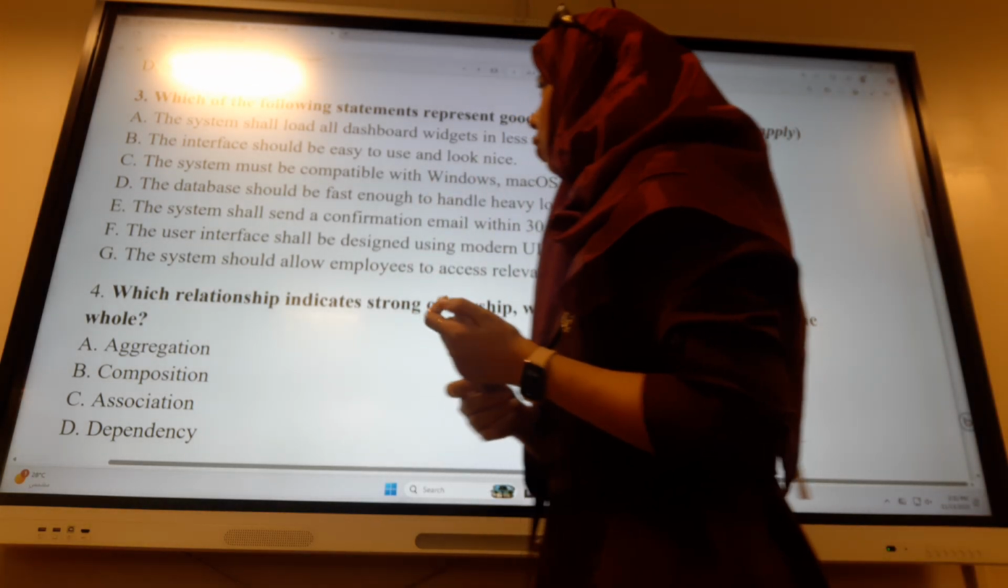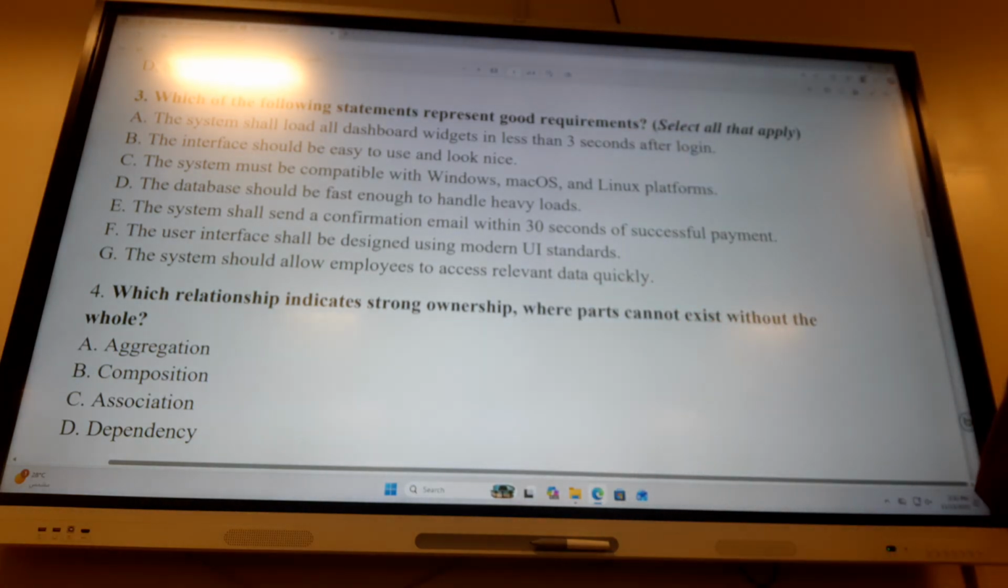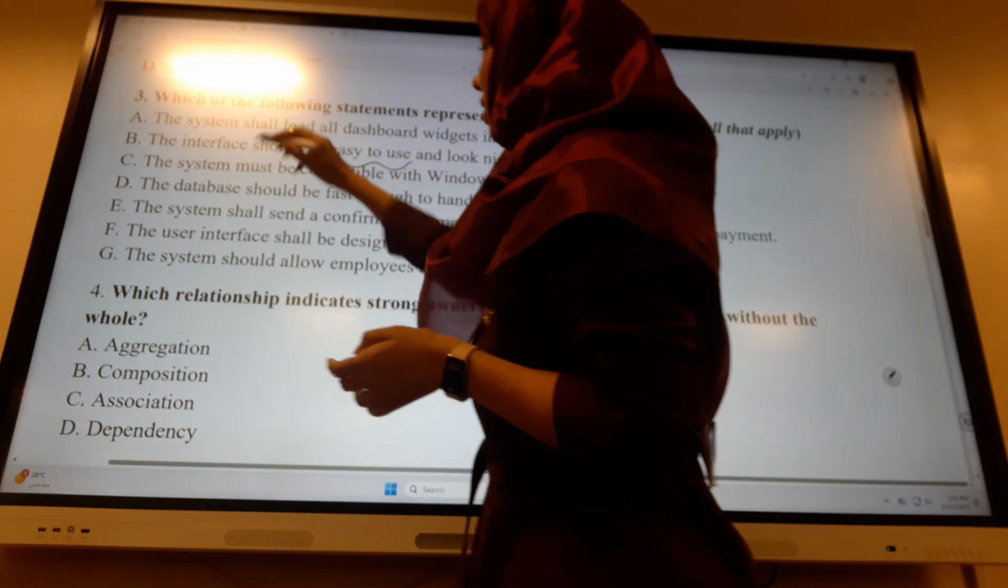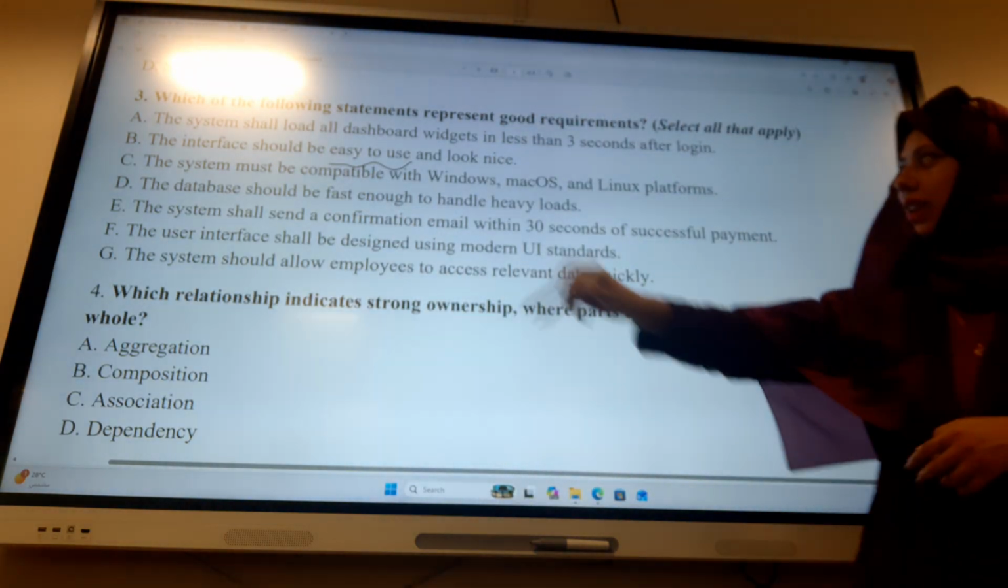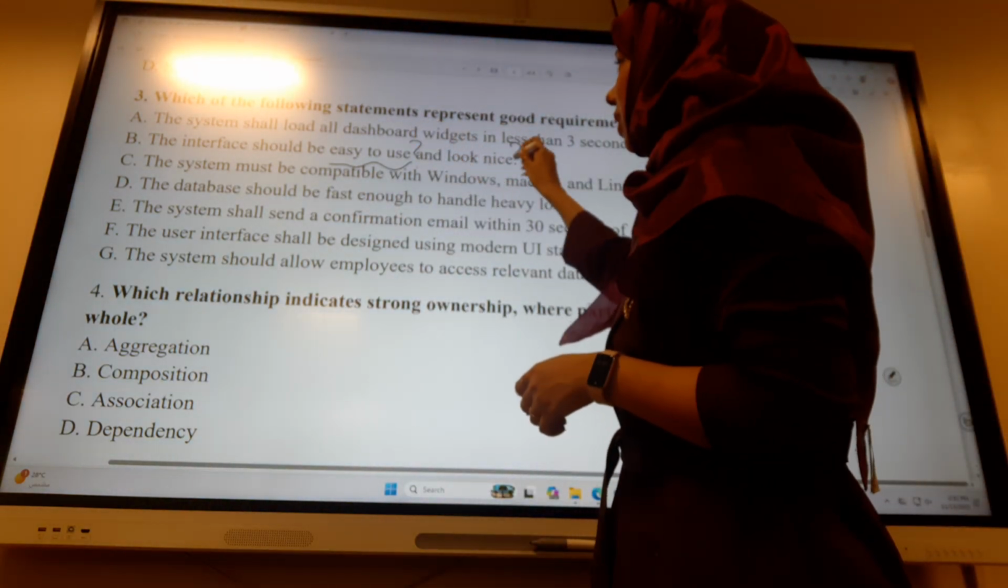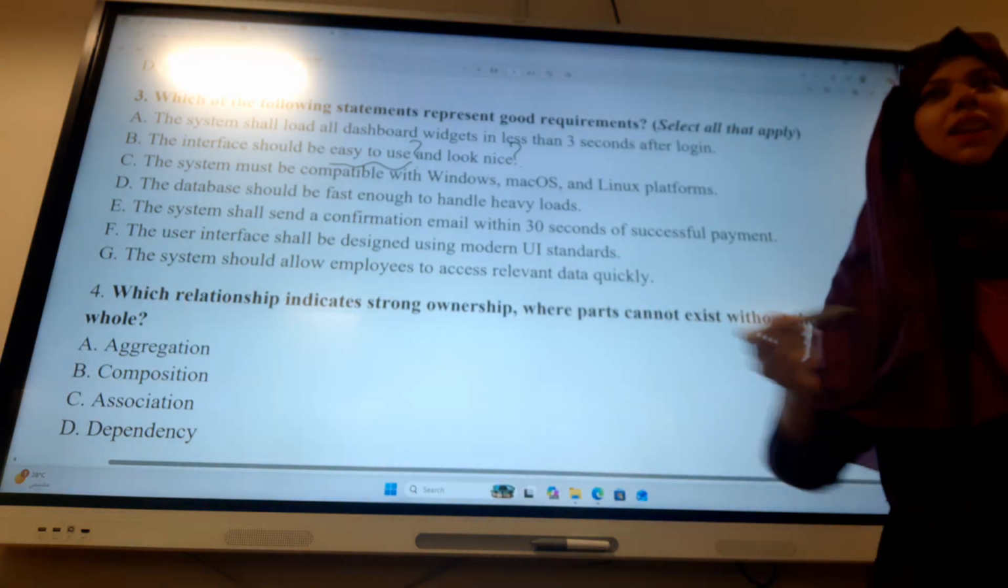The interface should be easy to use and look nice. No. How nice? Because what do you mean? How easy? And how nice? Do we do it in pink, in purple? How do you define how easy it is, right? So again, this is something to be what? What's missing here? It's incomplete details.